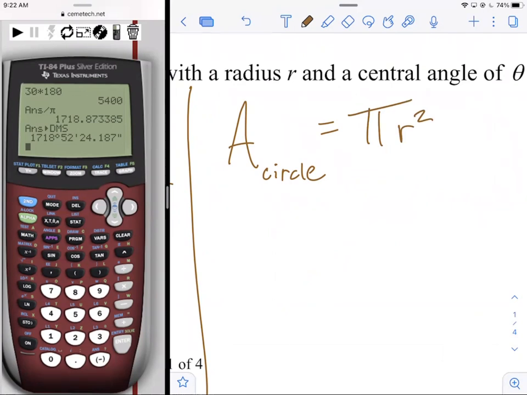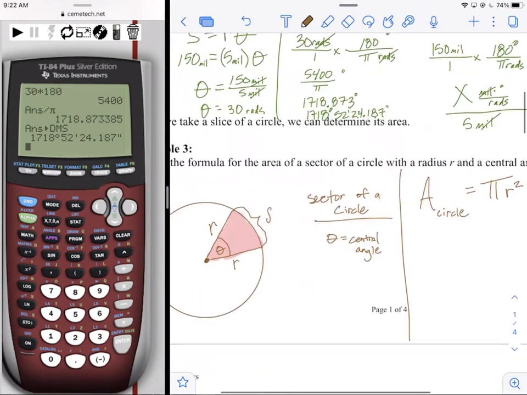That's area. So we know that the area of a sector is going to be a fraction of the area of the whole circle, right? It's going to be part of it, not the whole thing. So can we use a ratio to help us develop a formula? Will it be proportional? If a sector is 1/6 of the entire circle, would it be pi r squared divided by 6? If you were to take a slice that was 1/6 of the circle, the area would be 1/6 of the area of the circle.